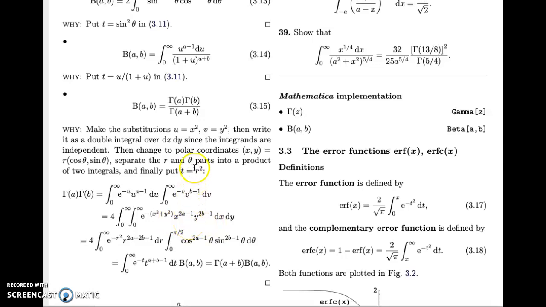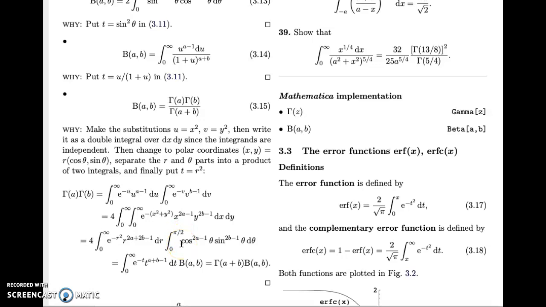So we change variable from Cartesian coordinates x, y to polar coordinates r cos theta, r sine theta, which is what's happening here. And obviously the integral in the xy plane is the first quadrant. X and y are both greater or equal to 0. So if we convert that into polar coordinates, that basically means r goes from 0 to infinity and theta goes from 0 to pi by 2.